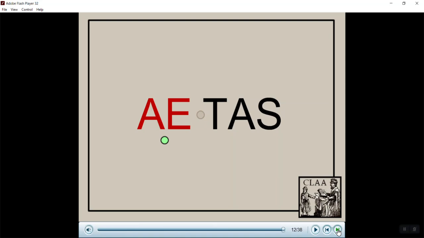Here we find the diphthong in a word. In Classical Latin, we would read this as aetas. In Church Latin, we're going to read it differently because of the change in the diphthong. Point to the green dot under the diphthong, and we'll read this word using church pronunciation. Etas, etas. In Classical Latin, it would be aetas. In Church Latin, it's etas.